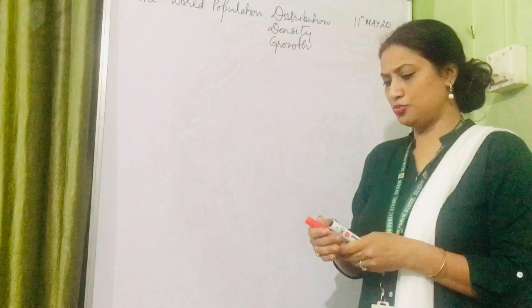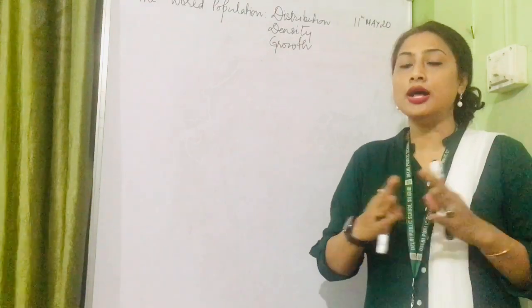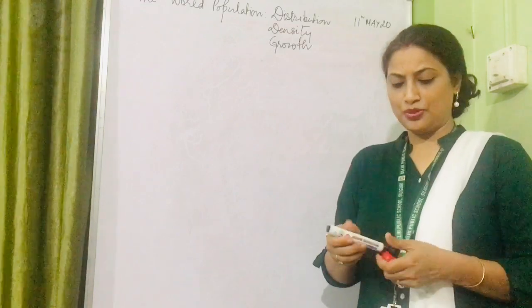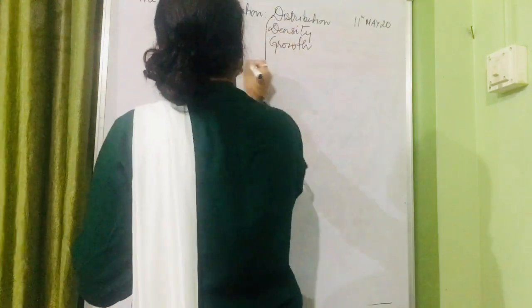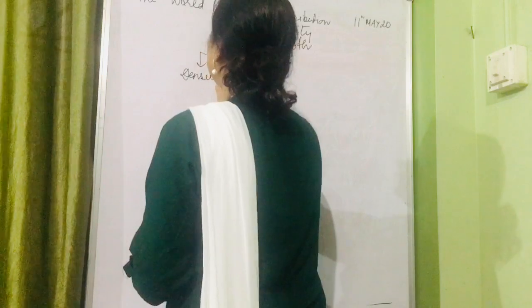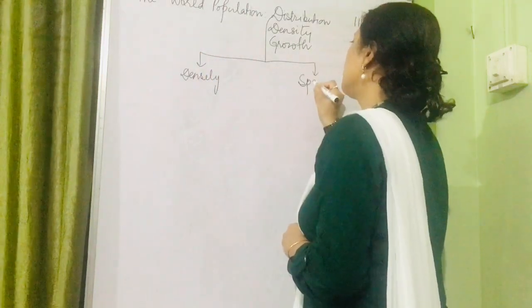Before we start the distribution, how it has been distributed over the earth, you will find there is unevenness over the surface of the earth regarding the distribution. There are some places which are densely populated, and there are some places which are sparsely populated.